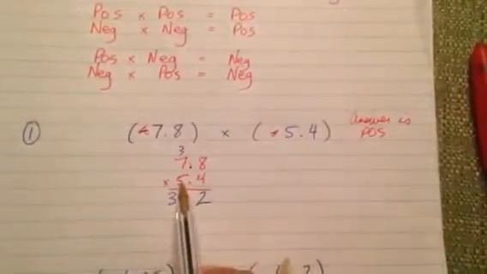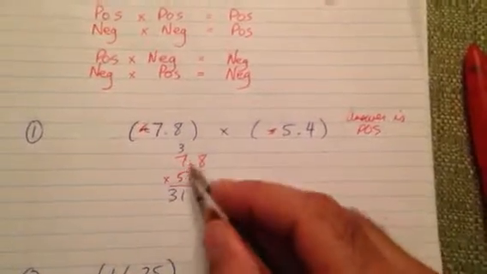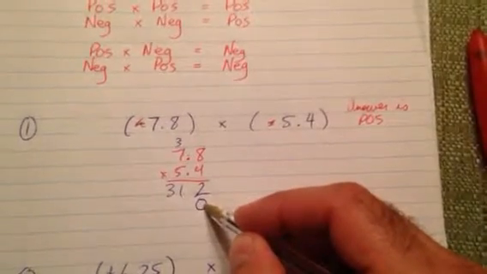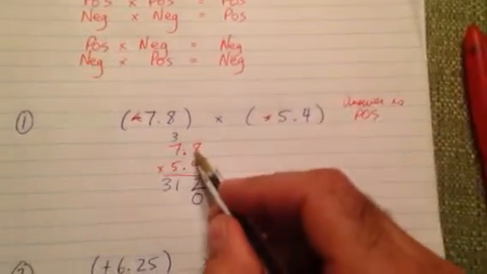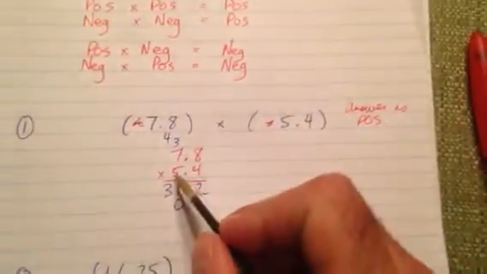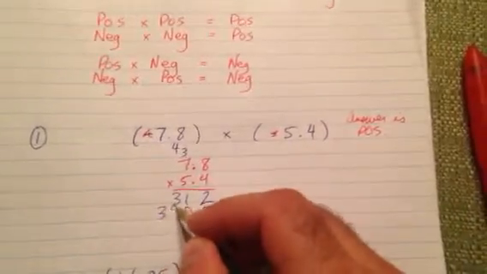Now we're going to go to the 5. 5 will multiply 8 and also 7 as well. However, before we start, we always put a 0 right here, on the second row, in the first place value. 5 times 8 is 40. We put a 0, carry a 4. And we go 5 times 7 is 35, and you add that 4, 39.